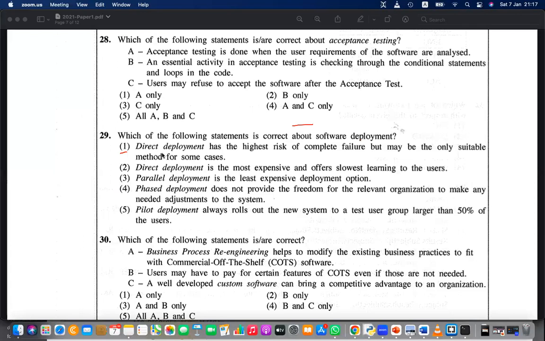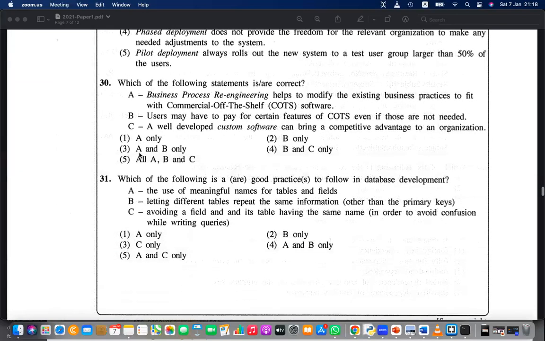Right, then actually direct deployment has the highest risk. Okay, because you are going to stop the old system and start the new system immediately. Yes, that may have high risk and may fail, but in some cases you don't have any other solution other than this. That is also true. 1 is the correct answer. 30, 31.